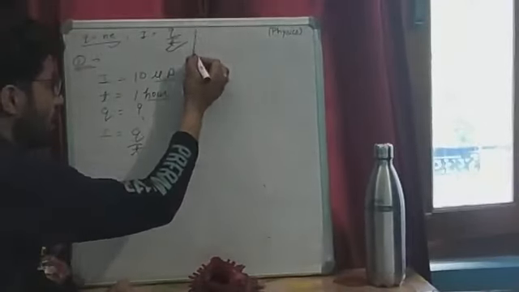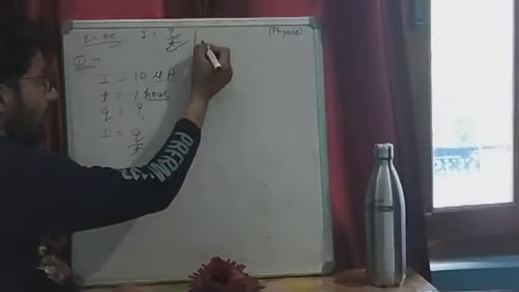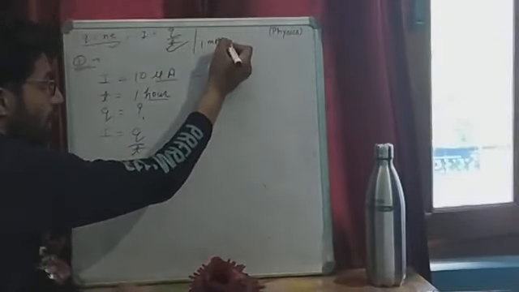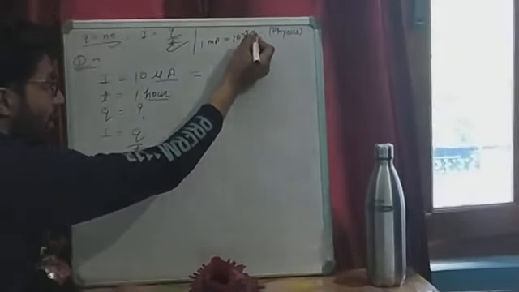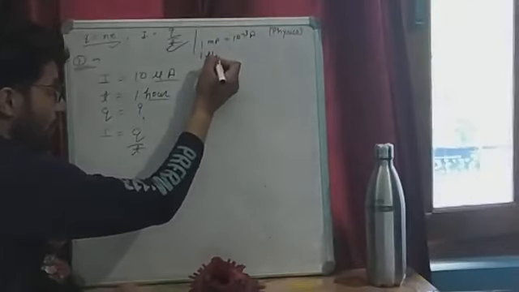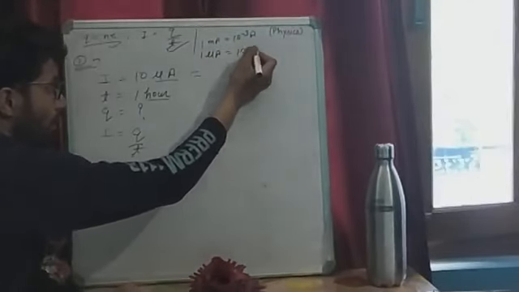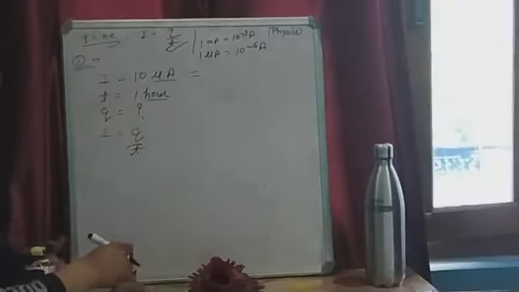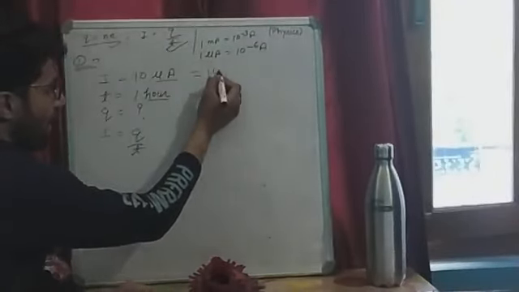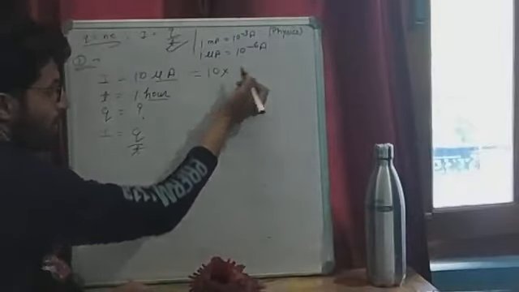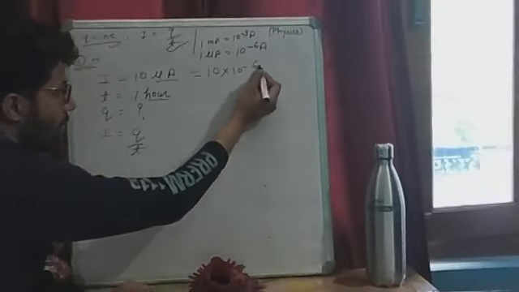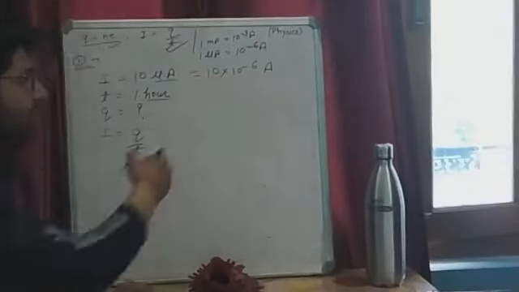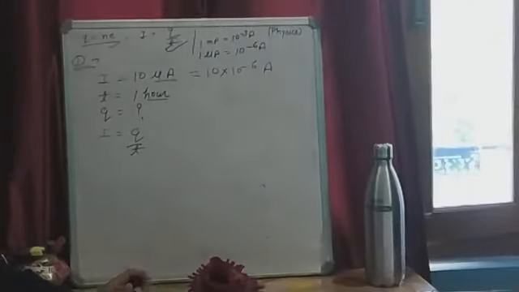You should write it here also. 1 milliampere equals 10 to the power minus 3 ampere, and 1 microampere is 10 to the power minus 6 ampere. Then we can convert it into ampere. So 10 microampere will convert into ampere by multiplying by 10 to the power minus 6. That is 10 into 10 to the power minus 6 ampere.